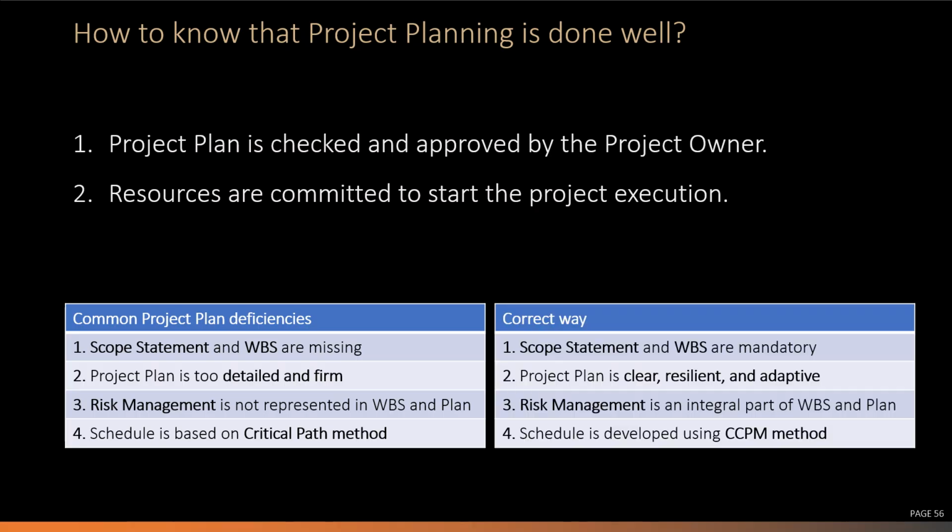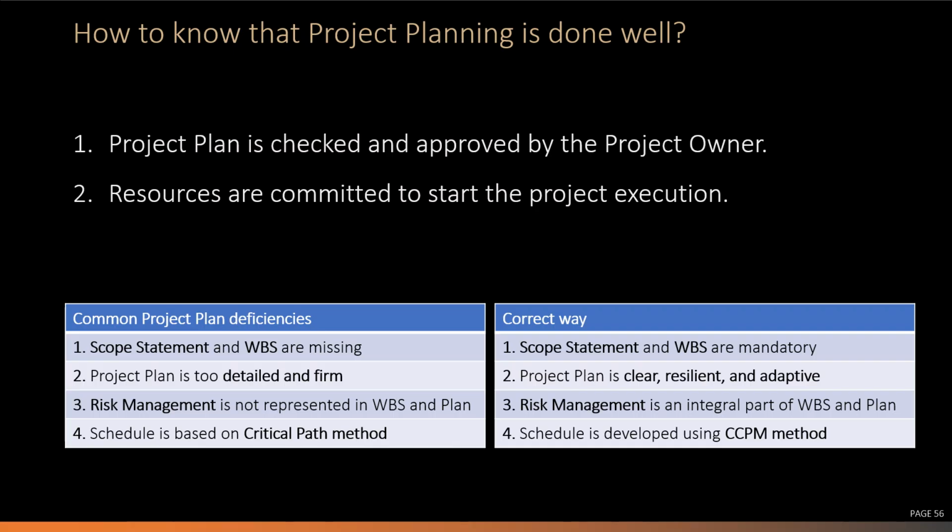In high-quality project plans, the scope statement and work breakdown structure are mandatory. The project plan is clear, resilient, and adaptive. Risk management is an integral part of the work breakdown structure and the plan, and the schedule is developed using the critical chain project management method.